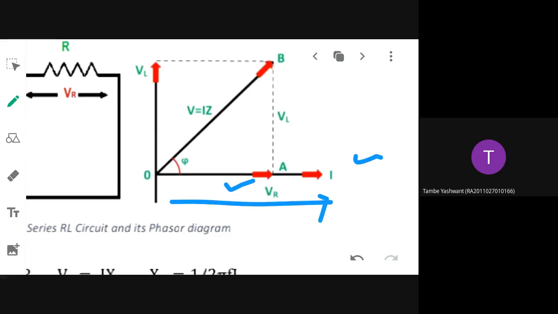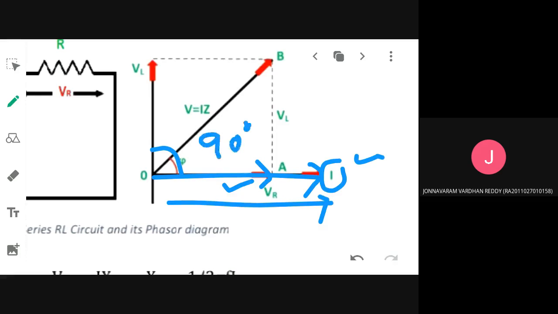So VR and I are in phase, so I draw the reference. Okay, next I have to represent the voltage across the inductor. So you know that current lags behind the voltage by how much angle? 90 degrees. So this is my current, lagging behind voltage by 90 degrees. Here I have to draw VL.